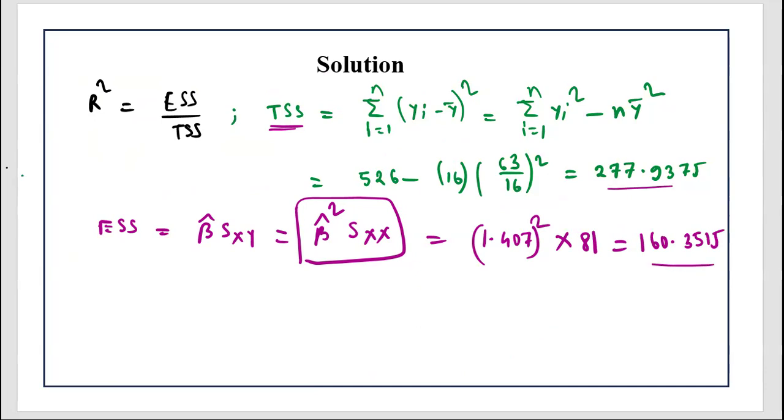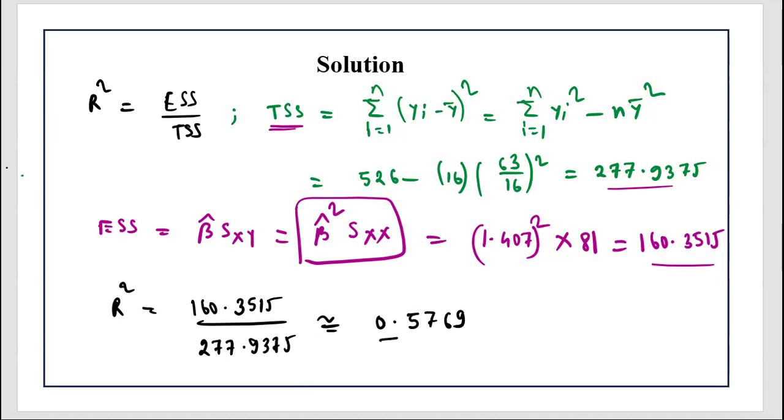This is the approximate value of TSS. Now simply take the ratio and you will get the value of R square. So what will be R square? 160.3515 upon 277.9375. Again, I have done the calculation and I have got something like 0.5769. You can check the calculation. You will get something approximately 0.6. Right? This is something that will come.